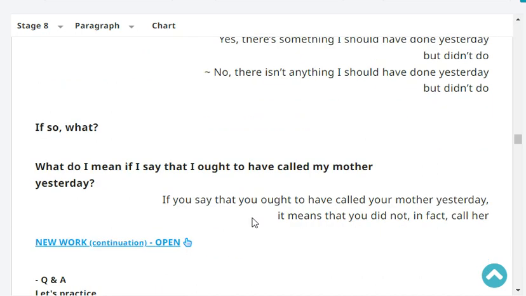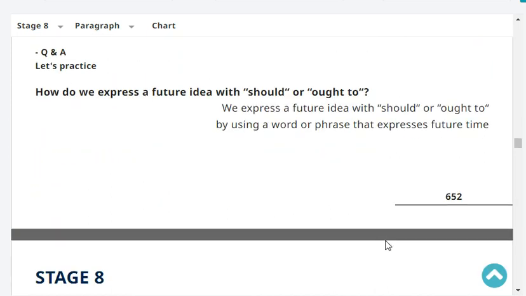Homework. Very good. What do I mean if I say that I ought to have called my mother yesterday? If you say that you ought to have called your mother yesterday, it means that you did not, in fact, call her. Very good.